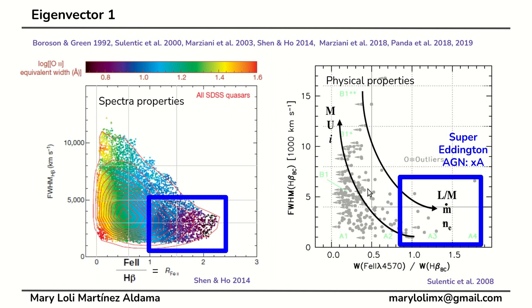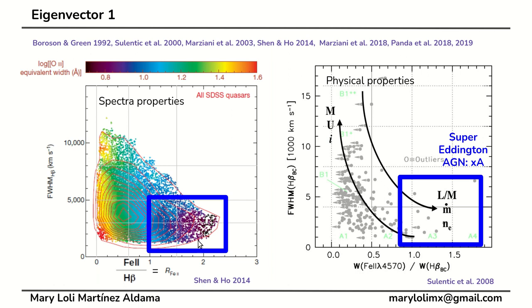So it is an indication that some physical properties are behind this sequence. However, using small samples, we have realized that not only the spectral properties are organized in this sequence. We have realized that black hole mass, ionization parameter, density, and of course the Eddington ratio are also behind this sequence. And apparently all of them are driven by the Eddington ratio plus orientation. We know this through photometric analysis, and we have identified where the AGNs will be located in this part.